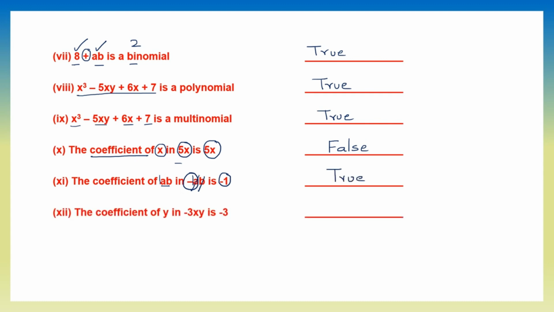Question 12. The coefficient of y in minus 3xy. So leave out y because they've told us about the coefficient of y. So what is left is minus 3x. But what does this statement say? The statement says the coefficient of y in minus 3xy is minus 3. No, that's false because it is minus 3x. So this statement is false.